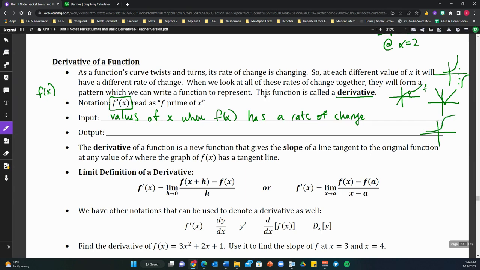There are other graphs that have places where a tangent line would actually go vertical for a second, which would mean a slope of infinity, and that's just not something that we can actually have. So there are all kinds of different ways that graphs do not actually have rates of change.